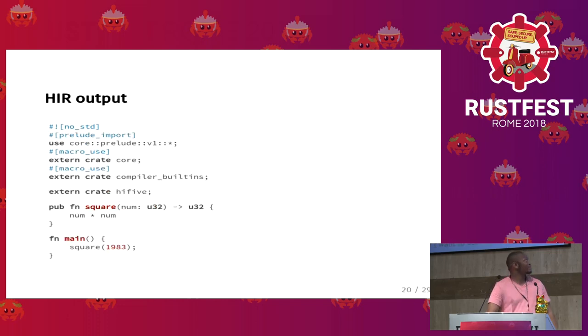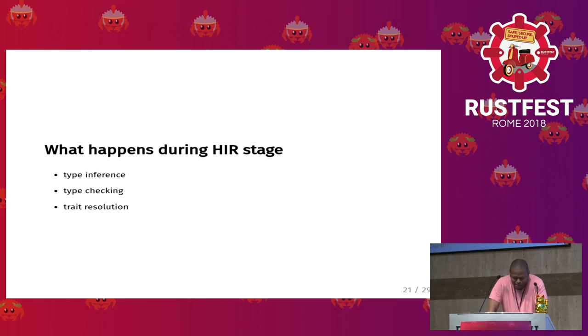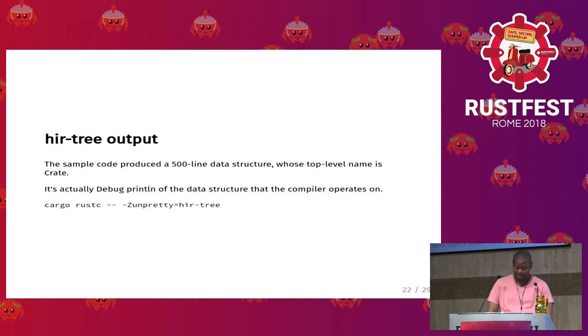Okay, so that is example HIR output. For example, you'll see that it added a little bit of code there, like the prelude, which you normally don't see, which is actually a convenience that Rust gives you, but automatically adds there. You'll see crate core, for example, so we can access the core library, compiler builtins, which gives you some nice features. Anyway, so what happens during the HIR stage? You've got important things like type inference, type checking, crate resolution. So yeah, the list is not comprehensive. To see it in detail, you actually have to look at the HIR, which is super, super detailed. And then we'll have a look.